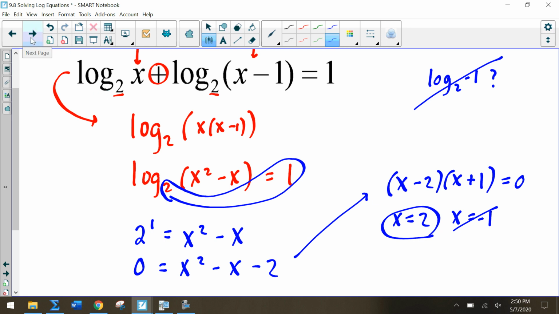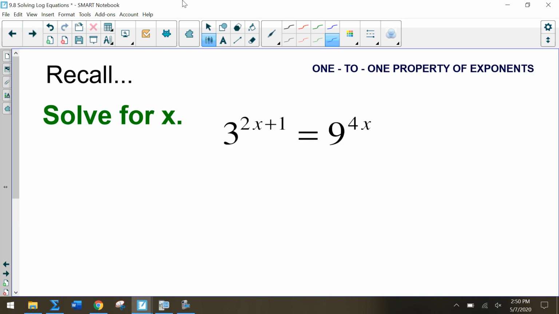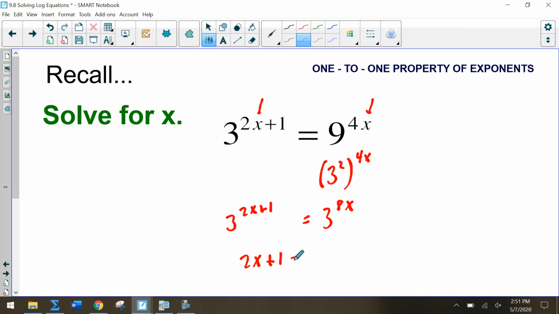So there may be problems that you don't need the calculator for, but we still need to know how to use the calculator. Okay, so let's recall the one-to-one properties of exponents. All right. I had 3 to the 2x plus 1, and then I have 9 to the 4x. So the one-to-one property, if we have exponents on both sides of the equation, and notice how we have a variable on both sides, we have to rewrite the bases. So 3 to the 8x equals 3 to the 2x plus 1. And then since our bases are the same, we can set the exponents equal. So 1 equals 6x, and x is 1/6.